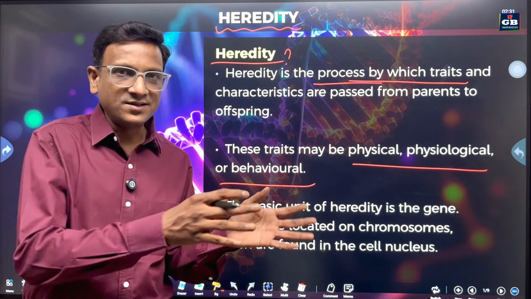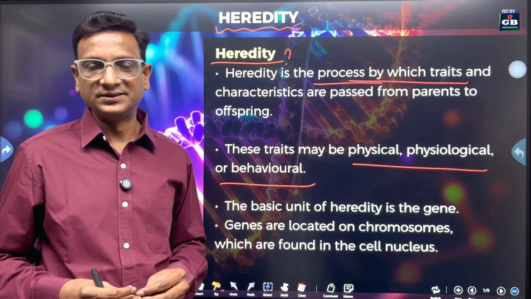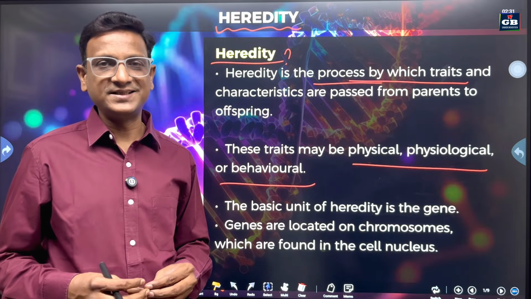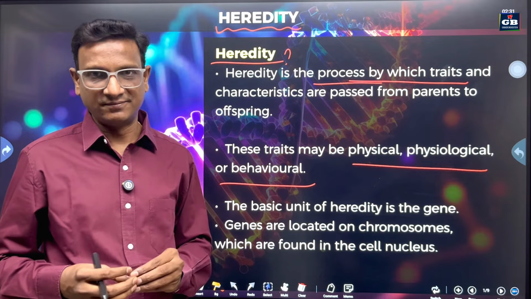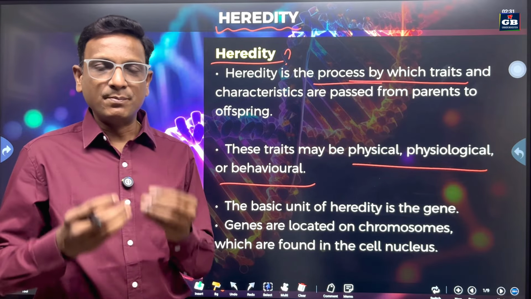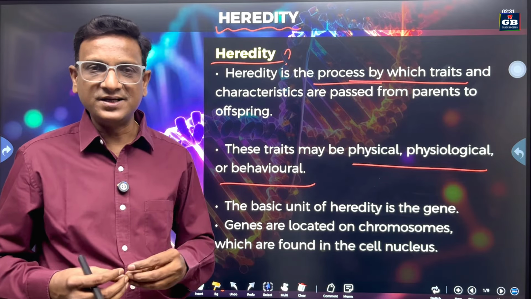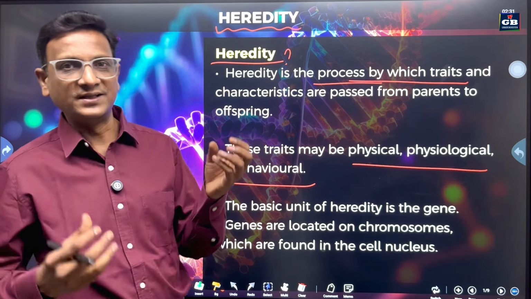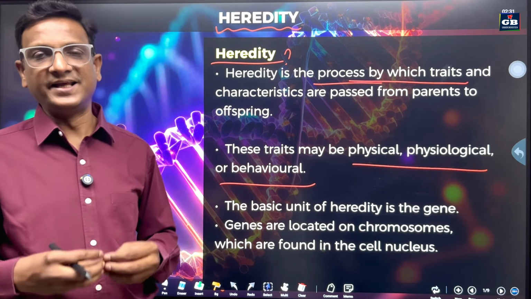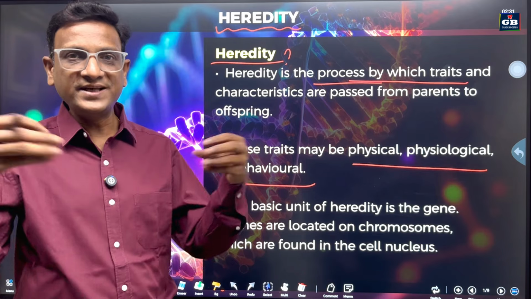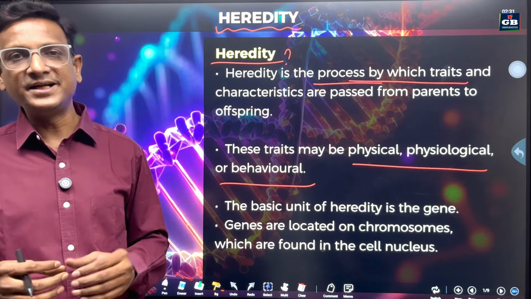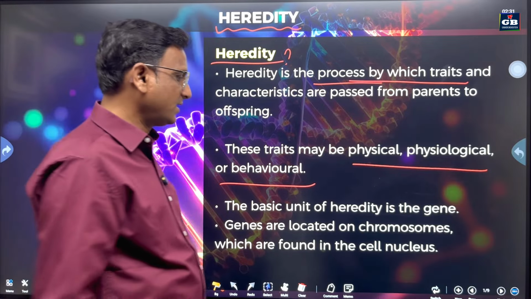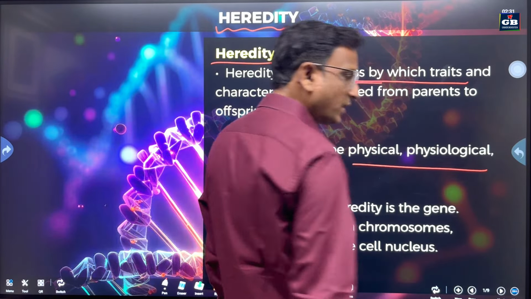So how are the traits passed from parents to offsprings? That is by the genes. The genes of parents pass to the children. Okay. Babies or the offsprings get genes from mother and from father. Both the genes they get. So through these genes, the traits or characteristics are inherited by the children, right? So that is heredity.